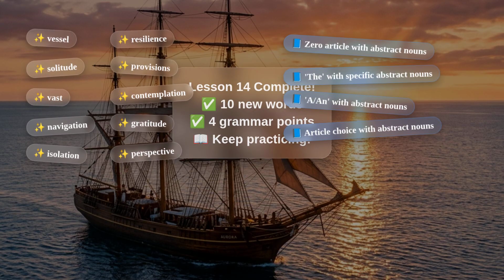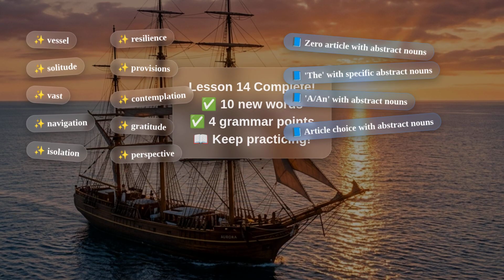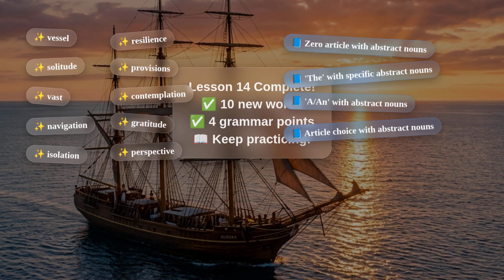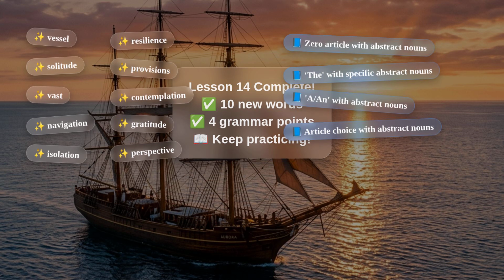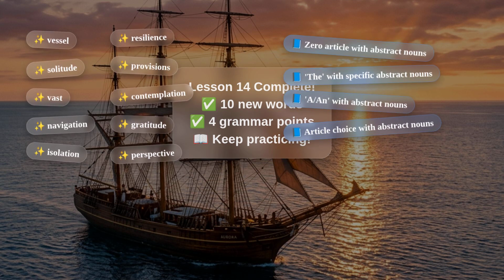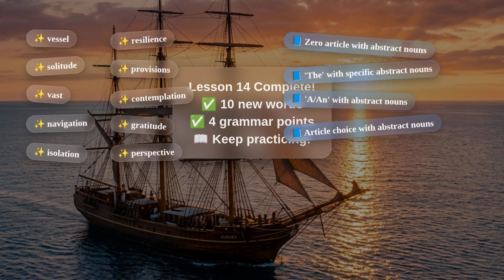This is a grammar area that many learners struggle with all the way to C1. By understanding these patterns now, you are ahead of the curve. Head over to the quiz section to test yourself, and try the role play. Discuss a personal journey with an AI partner using abstract nouns with the correct articles.